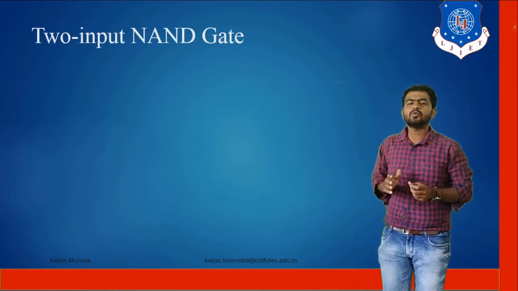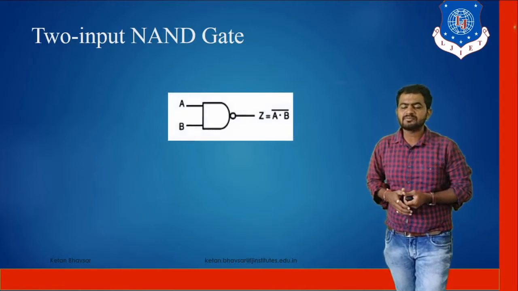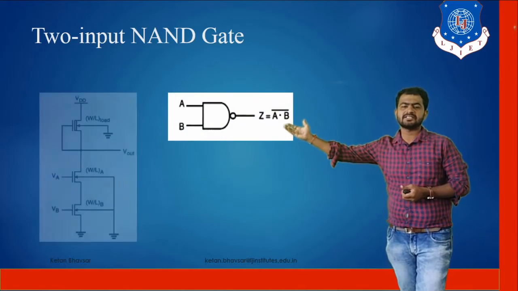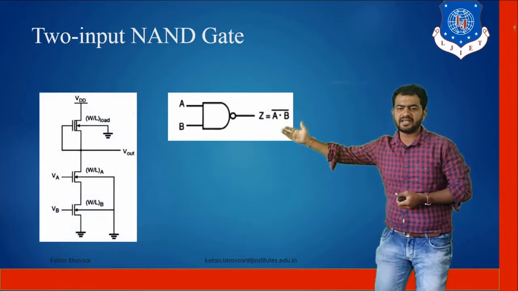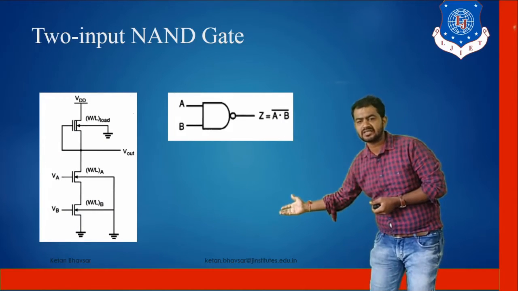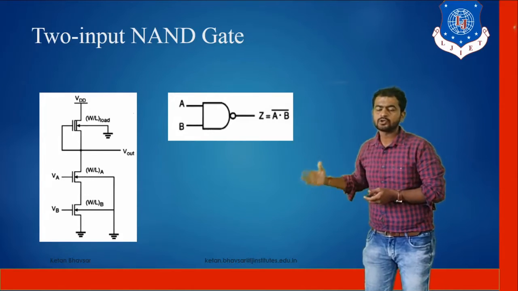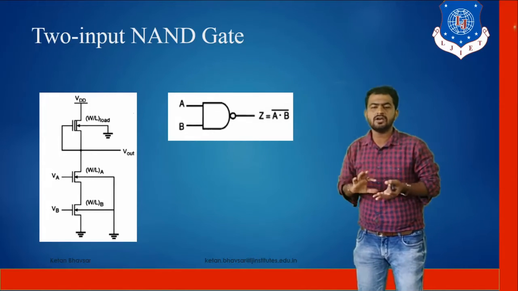Now similarly we move on to the next, the two-input NAND gate configuration. As you can see, the design looks like this. You can see the variation: here the NMOS transistors are connected in series, and in the NOR gate they are connected in parallel.